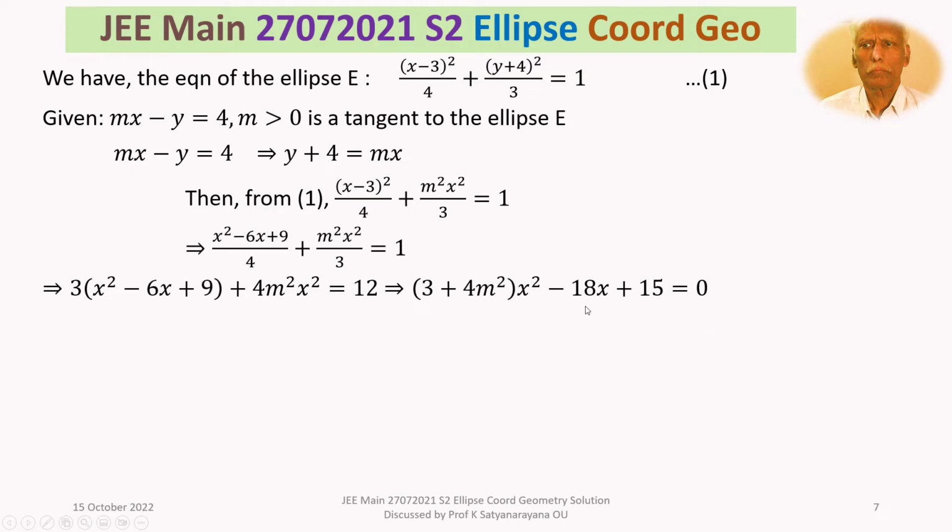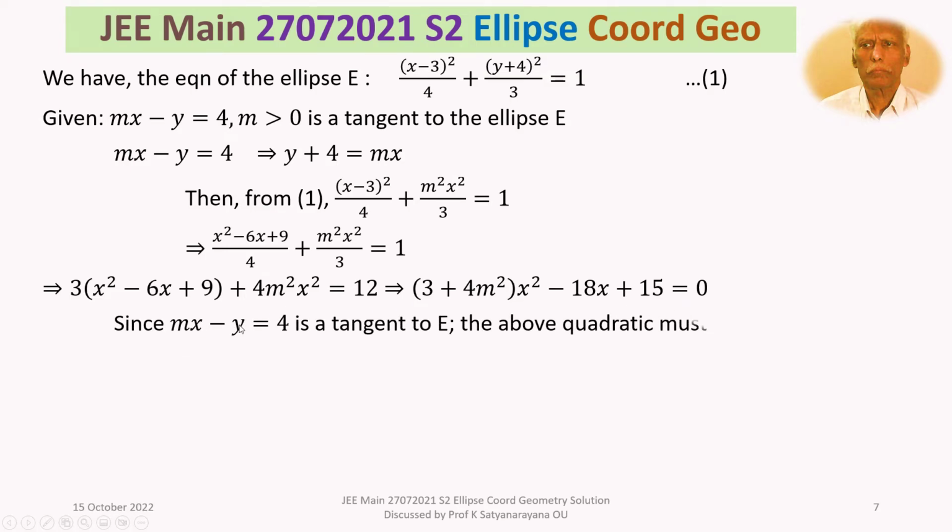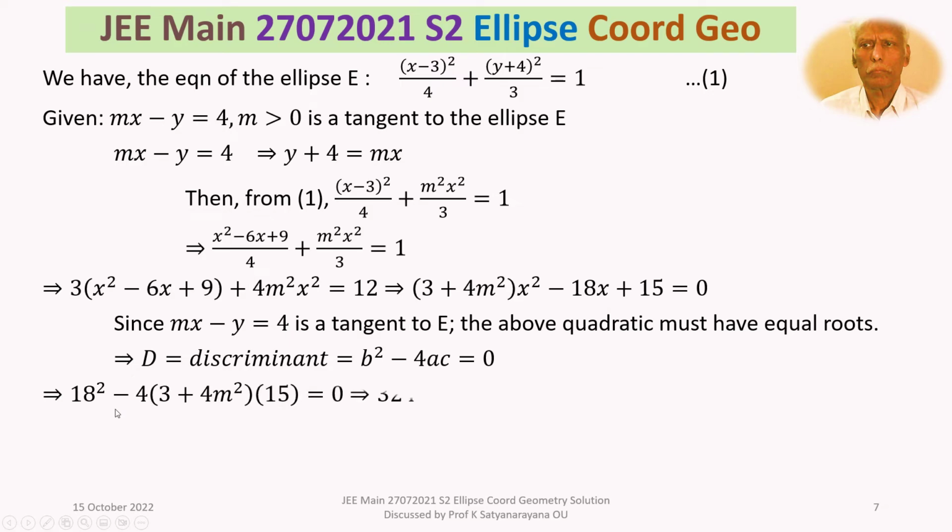It's a quadratic in x, and because mx - y = 4 is a tangent, it meets the ellipse at exactly one point. Therefore, the above quadratic must have equal roots for x. That is possible when the discriminant of this equation is equal to 0. So D = b² - 4ac = 0. Here b is 18, and that is 18² - 4 times the leading coefficient (3 + 4m²) times the constant 15. And when simplified, you will get 240m² = 144.